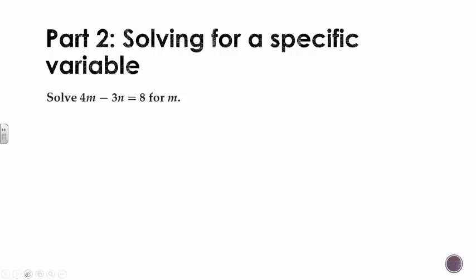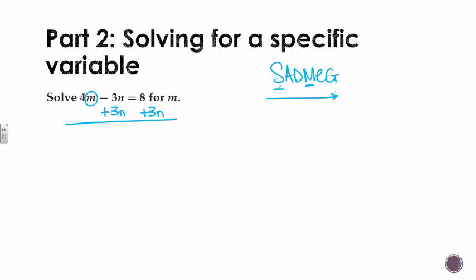If I give you one like this and tell you to solve for m, that means our goal is to get m by itself. So remember SADMEP. Take a look at what's happening with it. It's being multiplied by 4, and a negative 3n is being subtracted from it. Because we're going this way, we've got to undo that subtraction stuff first. So we're just going to move it over to the other side, and we get 4m is the same thing as 8 plus 3n.